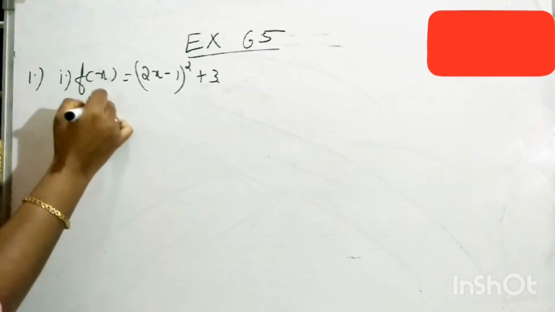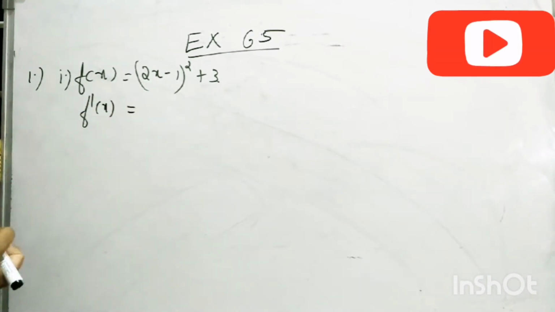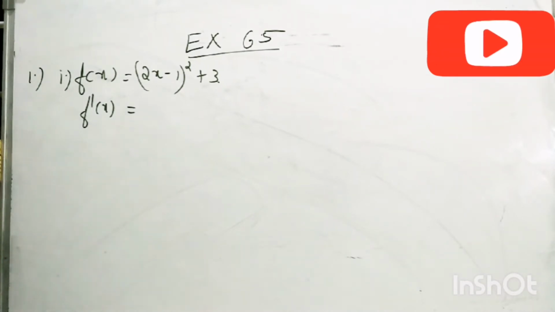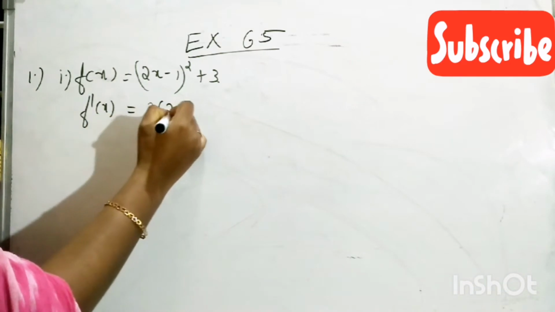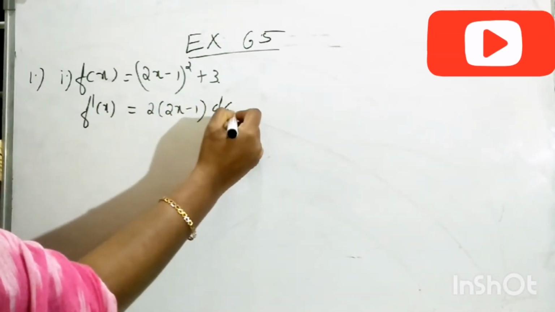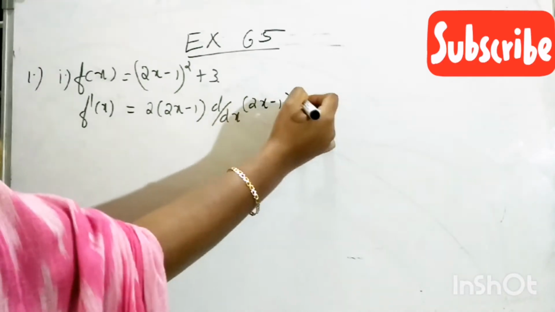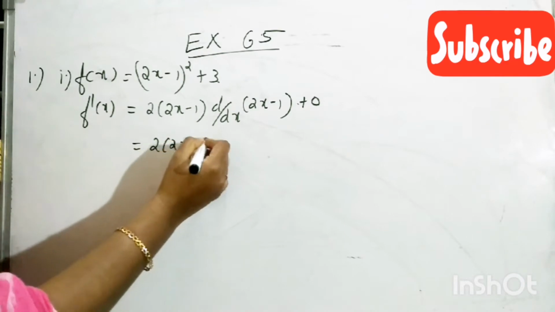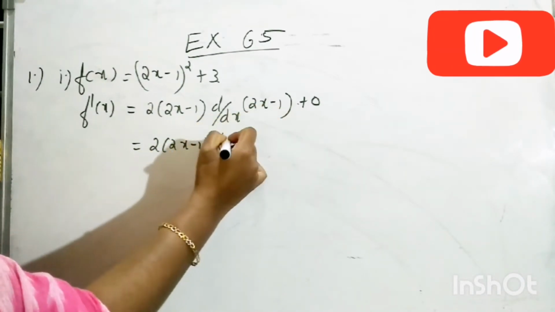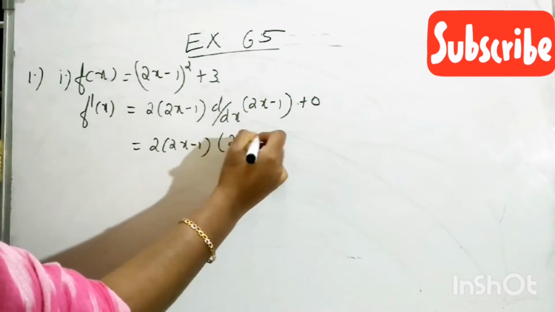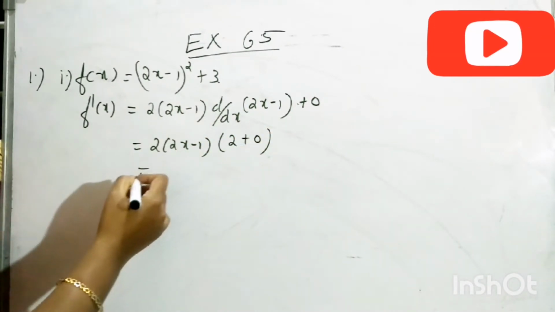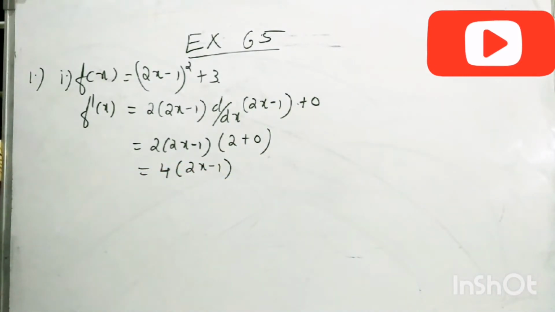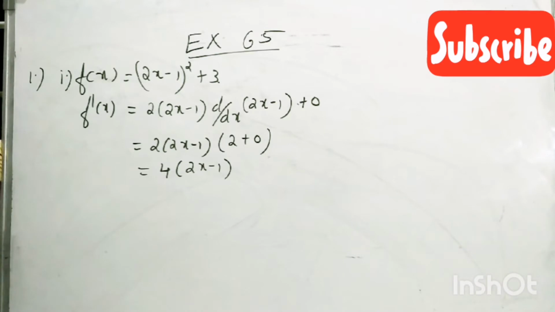So f dash of x is equal to, we need to take the derivative of the given f of x. That f dash of x we will get as 2 into (2x minus 1) into d by dx of (2x minus 1), plus the derivative of 3, which is 0. That is 2 into (2x minus 1) into the derivative of 2x, which is 2, and the derivative of minus 1 is 0. This is equal to 4 into (2x minus 1). So the derivative of f of x is 4 into (2x minus 1).